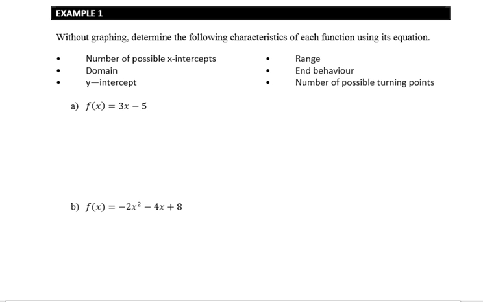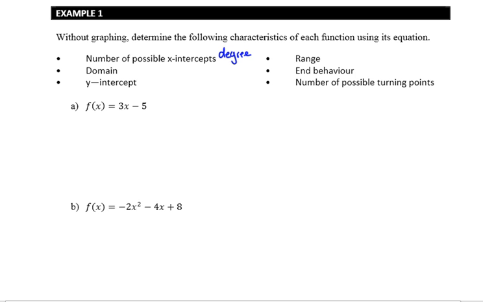Each of these says, without graphing, determine the following characteristics of each. We're going to have to use some graphing in one of them, but that's okay. How do we figure out the number of possible x-intercepts? What is that equivalent to? Does anyone remember? Something that starts with a D, ends with an E. Degree. It's equal to the degree of the function.